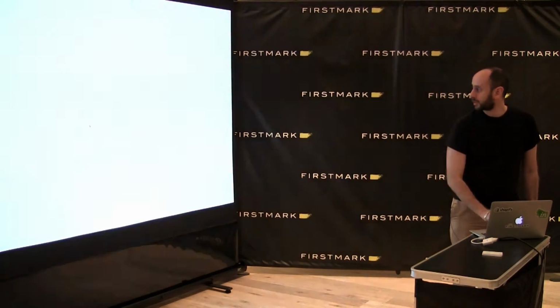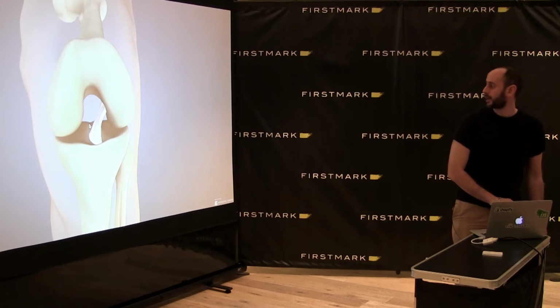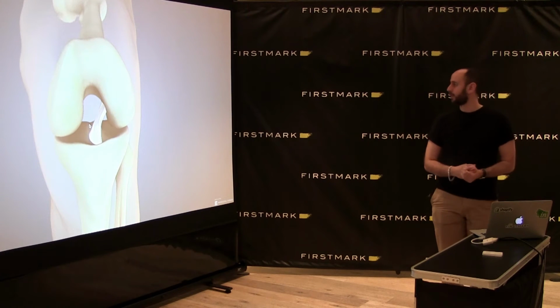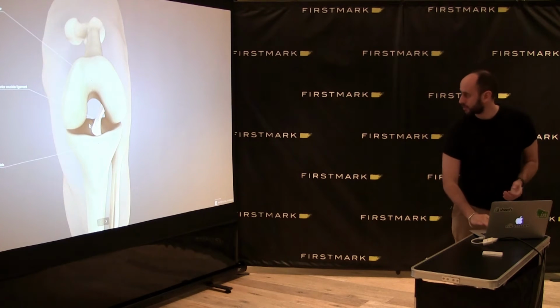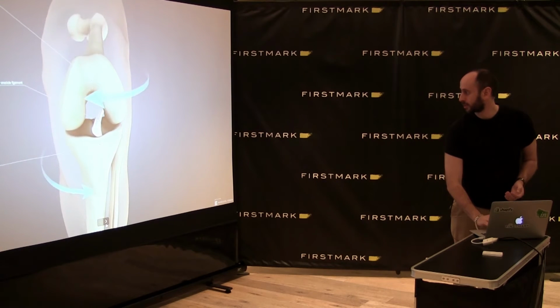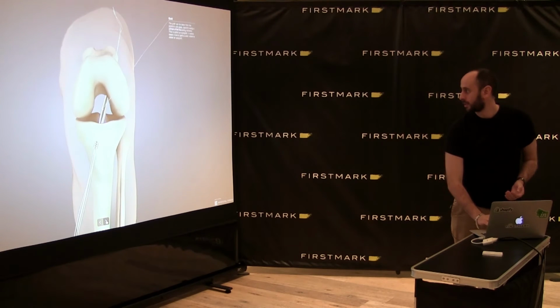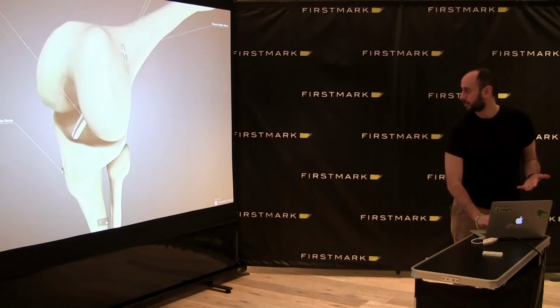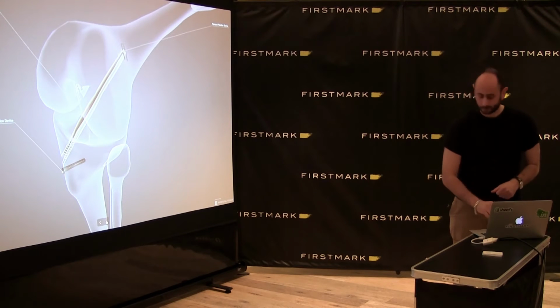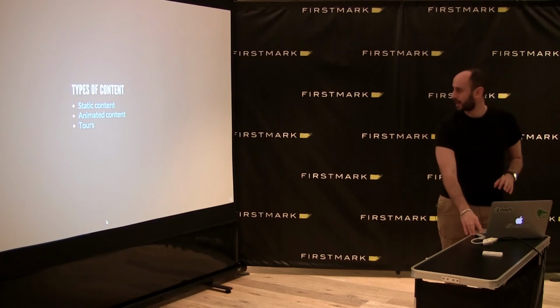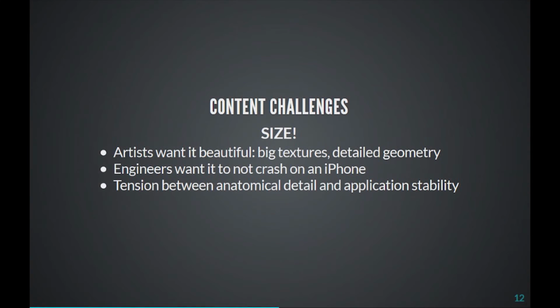And then we have what we call tours, where it's animation strung together. Storytelling is a big part of what we're trying to do. This one, for example, is ACL injury and repair. The ACL is this tendon over here. And then as the user walks through, they see the injury happen, and then the repair. So those are the high level types of content we're dealing with.